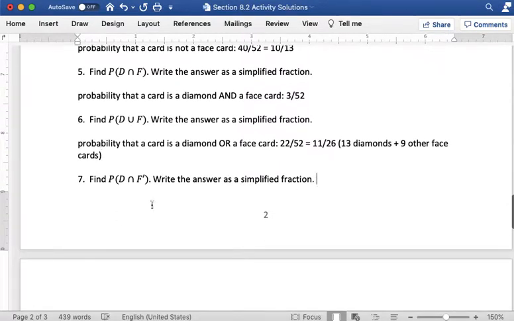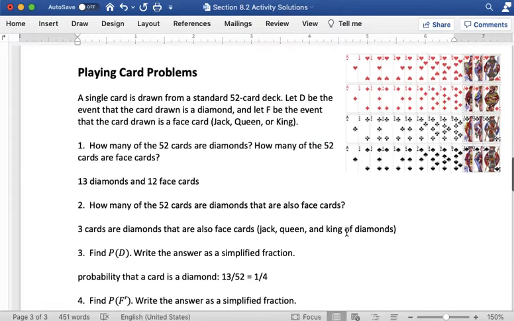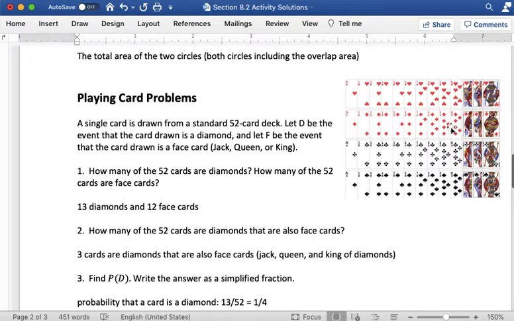And question 7, find the probability of D intersection with not F. Let's figure out what that is first. It's the probability that a card is a diamond, and then intersection means and, so diamond and not a face card. And remember, the apostrophe means not, so diamond and not face card. Probability that a card is a diamond and not a face card.